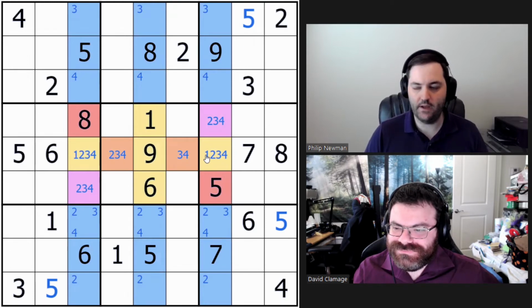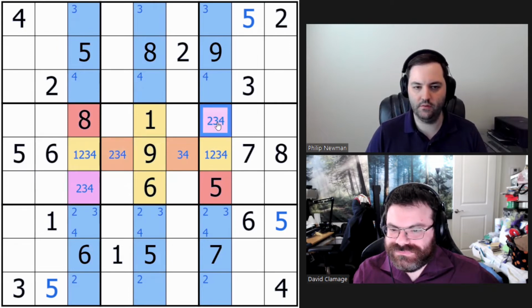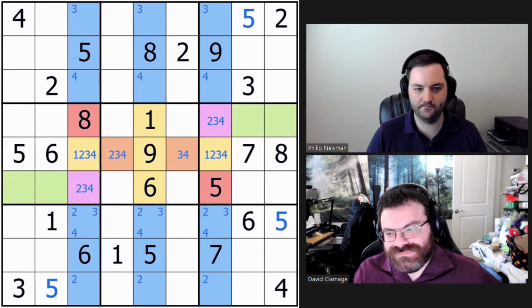Okay. So, that's our basic deductions that we can make. We can also look at mirror cells. So, this cell, whatever's in here, is in here. So, it's in one of these. And this is in one of these. Do we have any limitations on those cells?